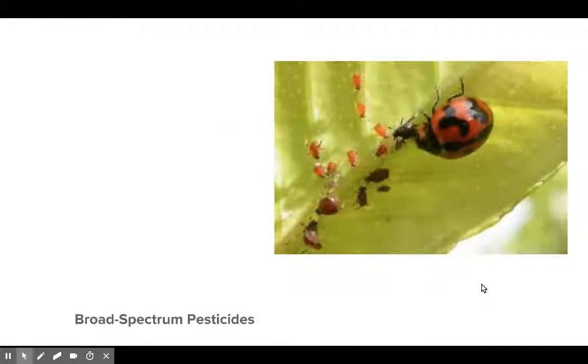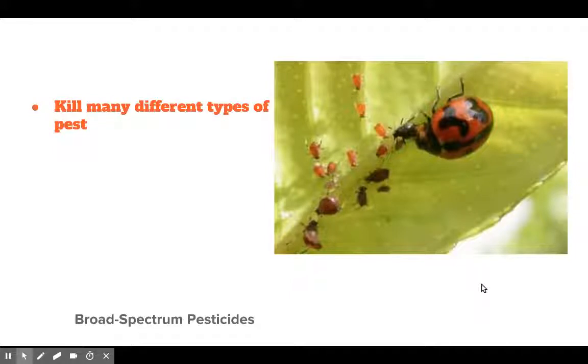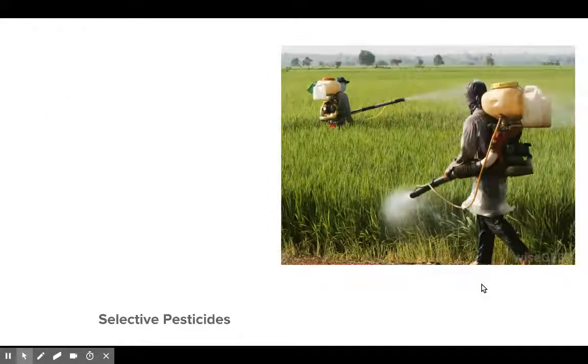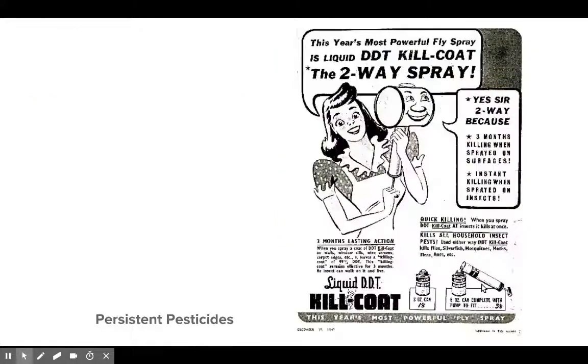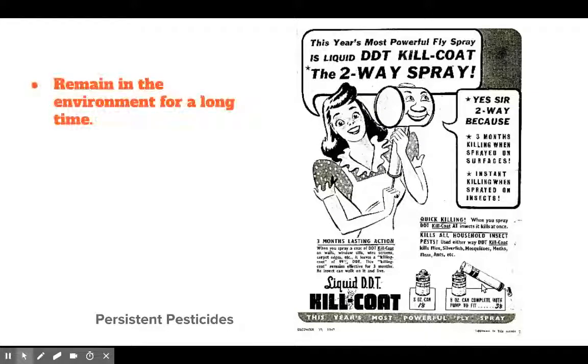Broad spectrum. So if it's a broad spectrum, that means we're hitting about everything. It's not specific. We can kill many types of different pests, whereas the opposite is selective, where you're looking for one thing, one pest. You're going to narrow it down, and that's what those pesticides are going to kill. But then we have the persistent pesticides. And if something's persistent, remember, it doesn't go away. And what's going to happen is these are going to remain in the environment for an extremely long time.